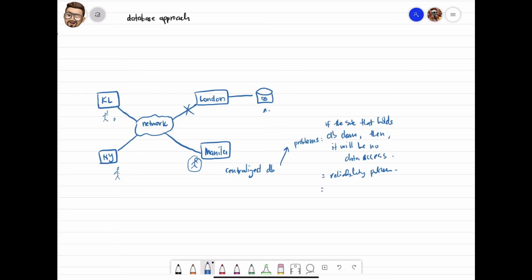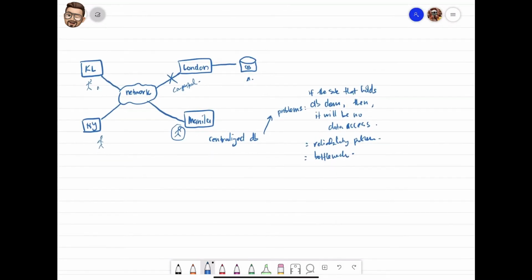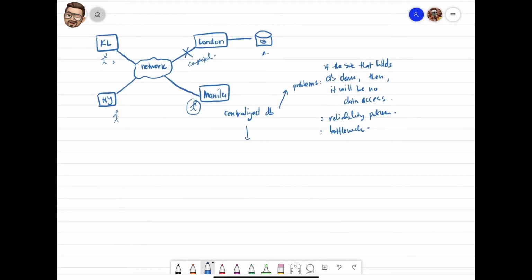Other than that, there is the bottleneck. What does bottleneck mean here? It means that if too many users access the database at the same time, the line will be congested. That is what we call a bottleneck. Since there are many other problems that we discussed previously in lecture part 1, the concept of distributed database was introduced.